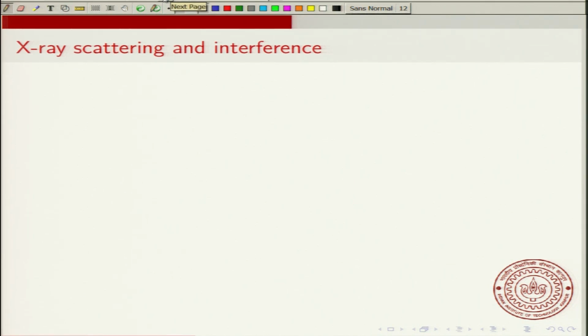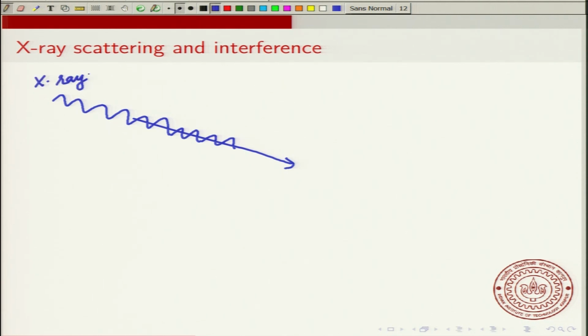So, let us talk in general about X-ray scattering and interference. Now, I will later on describe in detail how X-rays are generated, but for now let me just mention that X-ray is some ray of some wavelength, and this is your X-ray, and it is traveling in some direction. So, this is my X-ray, it is some beam of electromagnetic radiation that is traveling in some direction.